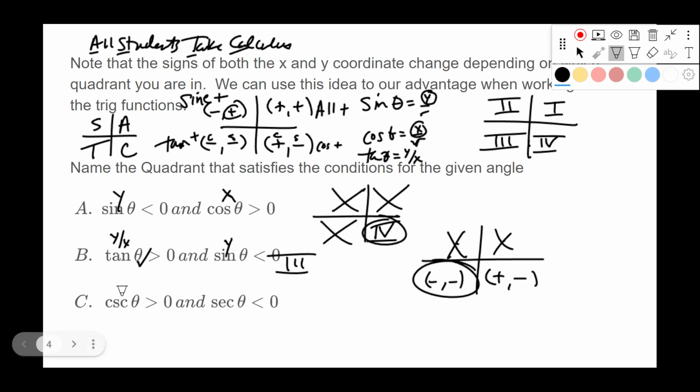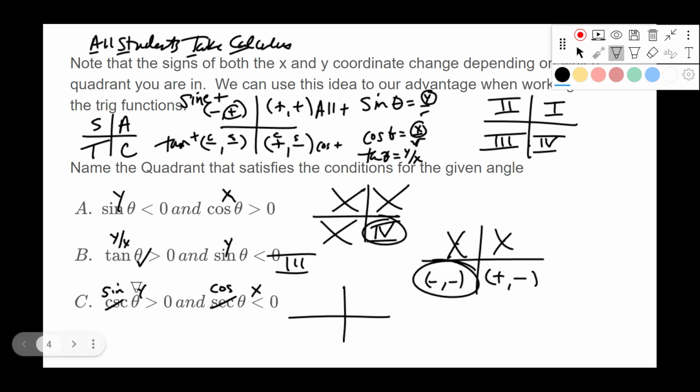And then for C, I want the cosecant to be positive and the secant to be negative. Rather than using secant and cosecant, we can use their reciprocals. So let's do sine and cosine. Sine is the y coordinate, cosine is the x coordinate. Here we go.